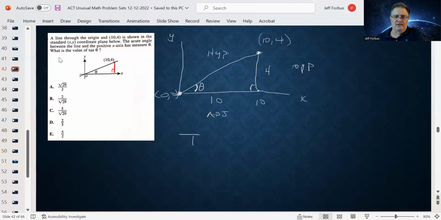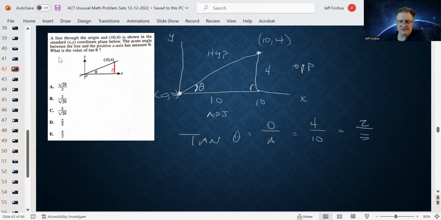Now the tangent formula is opposite over adjacent. Well, the opposite is 4. The adjacent's 10. That can reduce by 2, and it gives you 2/5, which would be answer choice D as in dog. I think the most important thing here is just to remember, when you're given a point on a line and you just got a terminal line, drop the point to the x-axis, not the y-axis. Drop it to the x-axis. All right, let's move on.